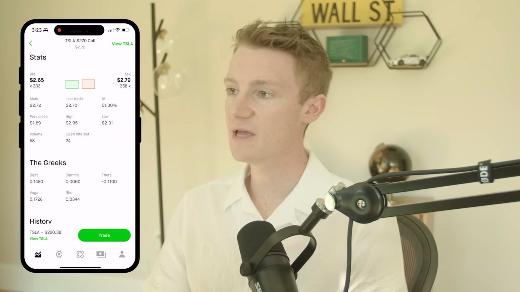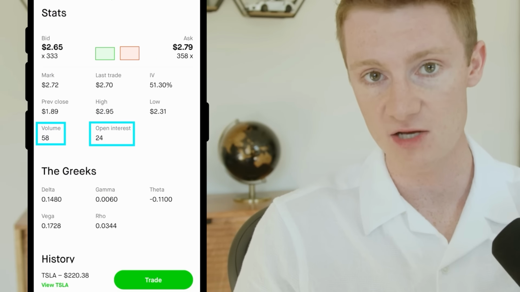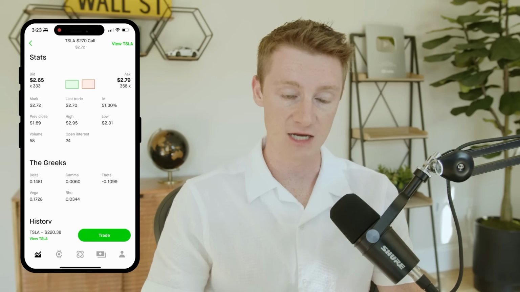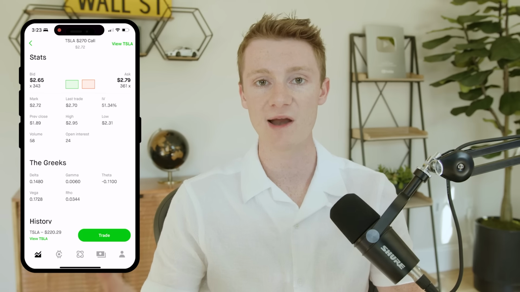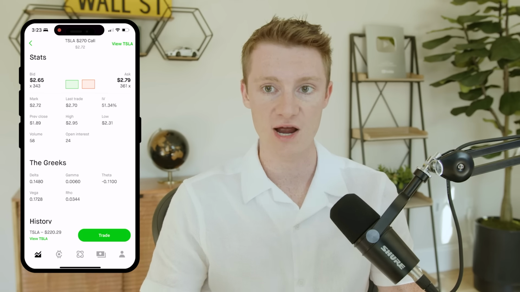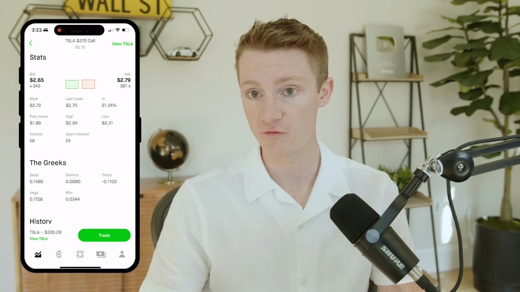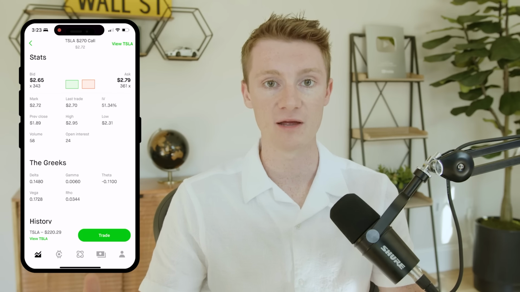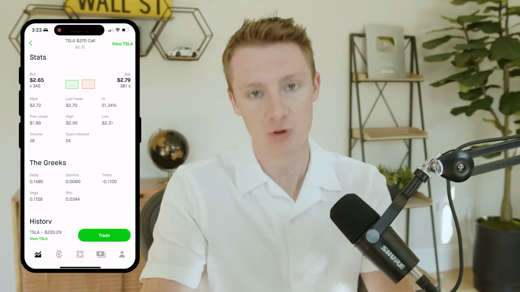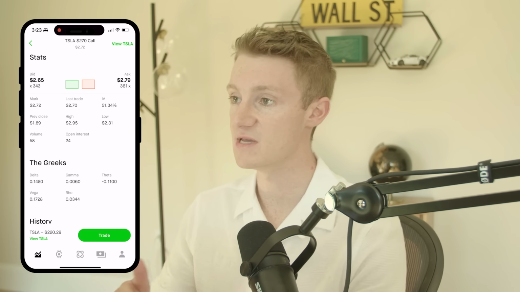Now, we want to make sure, like I said, that these contracts have enough liquidity. You can see here the volume is 58 on these contracts and the open interest is 24. Now, what does that mean? Well, the open interest means that there are 24 contracts that are currently open. 24 people bought these contracts and they currently have them. Okay, it doesn't necessarily mean they're for sale. There's just 24 that exist, but have not necessarily been put on the marketplace, right? Now that I sold my contract, I am not part of that 24. There would have been 25 prior to me selling that contract.